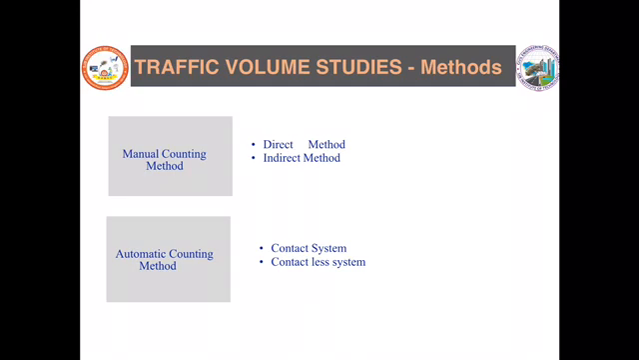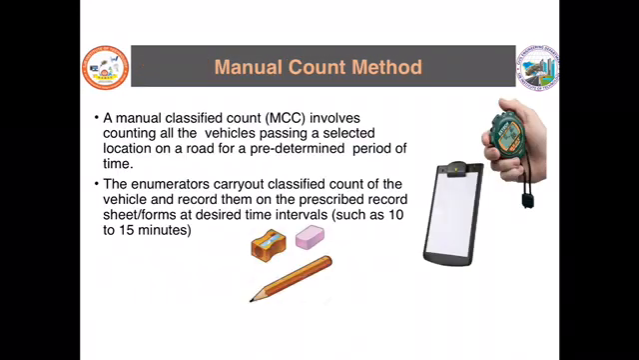The first method is the manual counting. The second method is the automatic counting. Within the manual counting, we have two types. One is the direct counting method. The second one is the indirect. And in the automatic counting, we have the contact tube method, summarized under the contact system and the contactless system. We'll study the methods one by one. The first one is the manual count method.